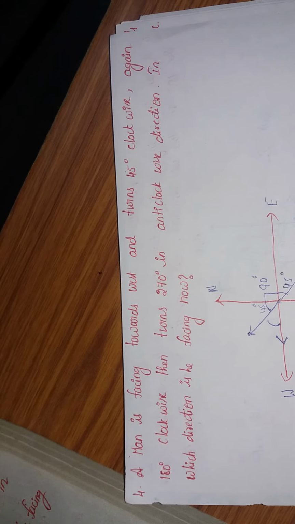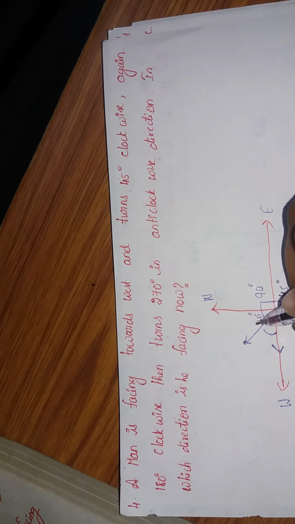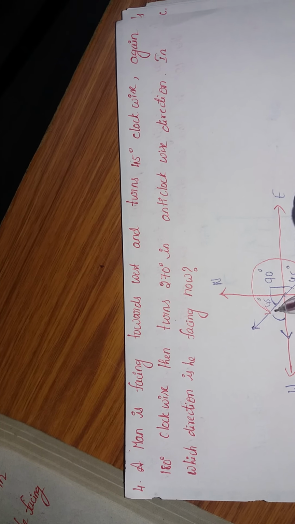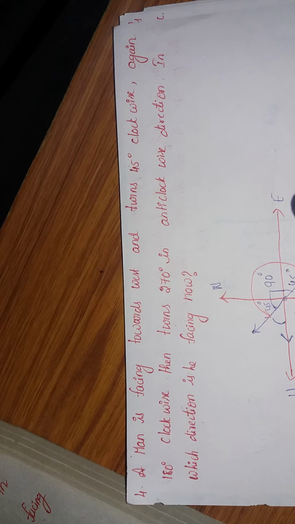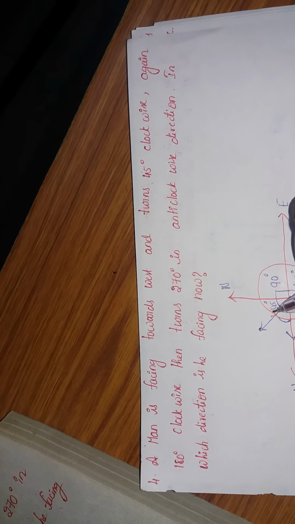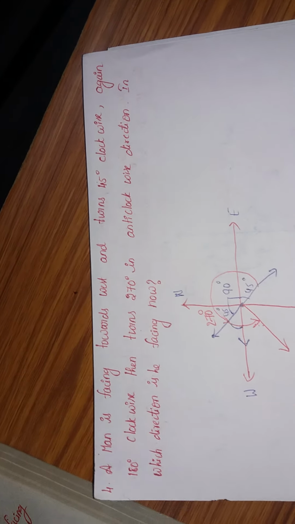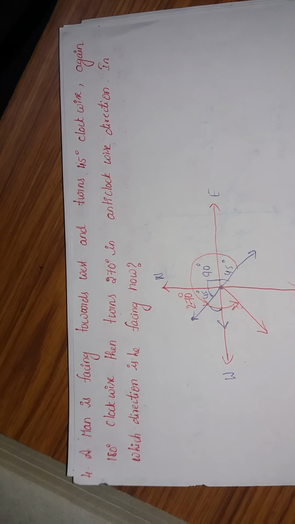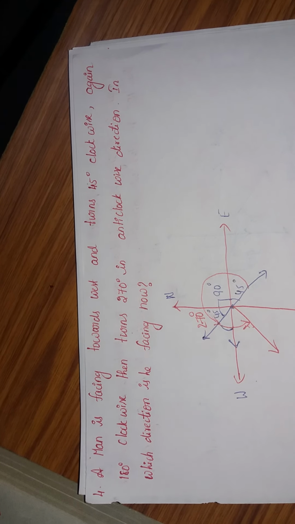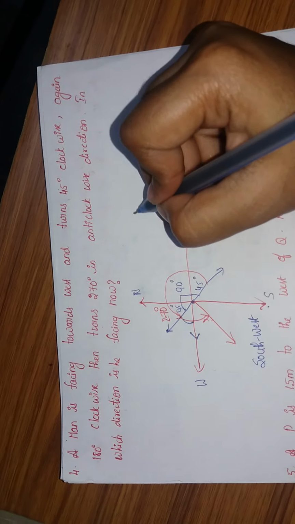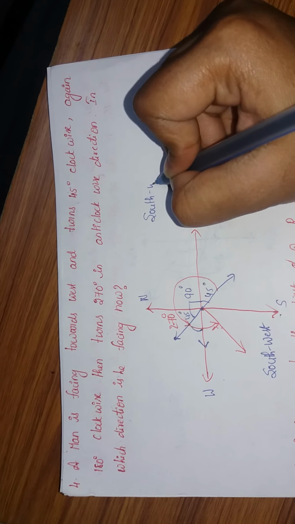From here, in the anti-clockwise direction, it is 180. From here it is 180, and 180 plus 90 gives 270. The 270 degrees in the anti-clockwise direction leaves him facing in between south and west. The answer is southwest. So the man is facing southwest direction.